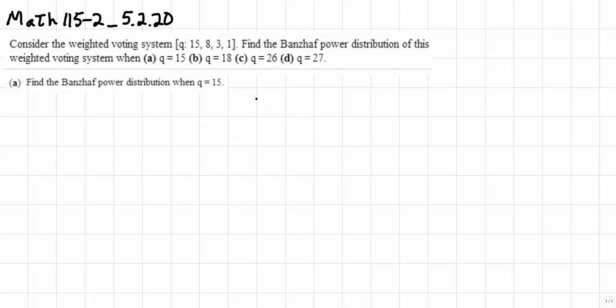What this means is we're going to rewrite our given weighted voting system using the new quota, which is going to be 15. This quota right here is going to go in place of the Q in the weighted voting system. And then we're going to write out the 4 players involved. Player 1 will have a weight of 15, player 2 has a weight of 8, player 3 has a weight of 3, and player 4 has a weight of 1.